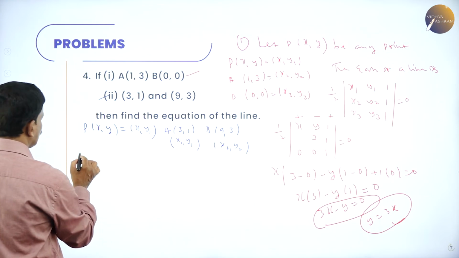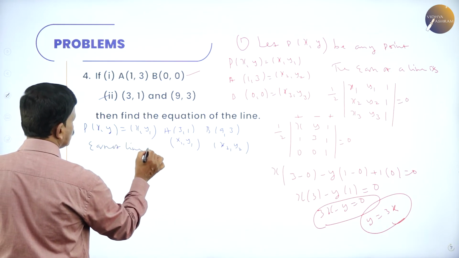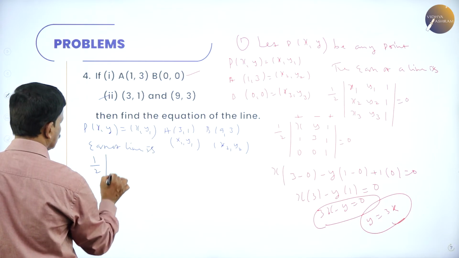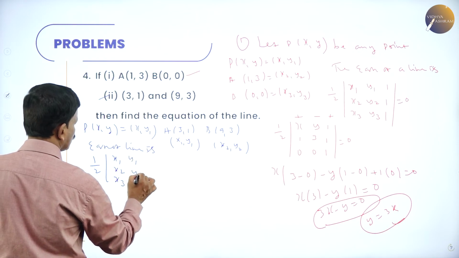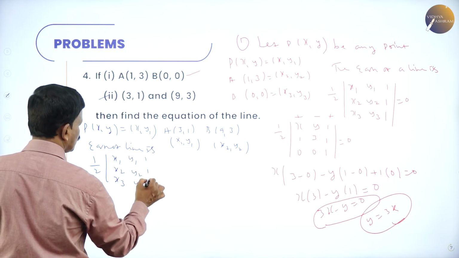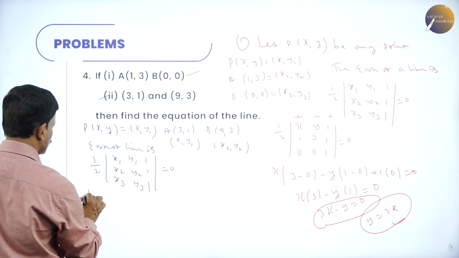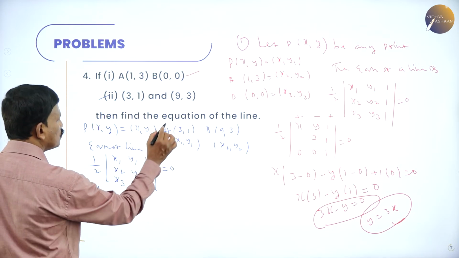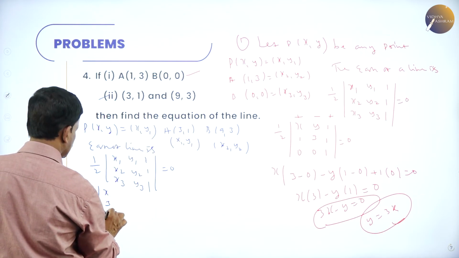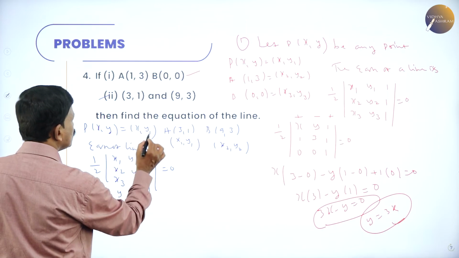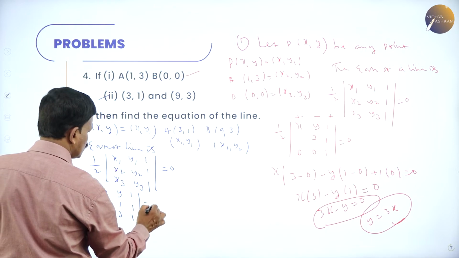So what is the formula? The equation of the line is half into the determinant with rows x1, x2, x3; y1, y2, y3; 1, 1, 1 is equal to 0. Now substitute the values: x, 3, 9; y, 1, 3; 1, 1, 1 is equal to 0.